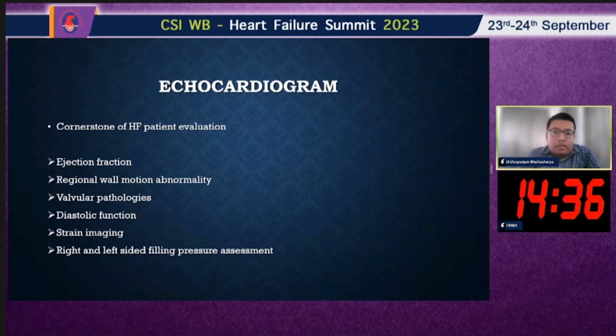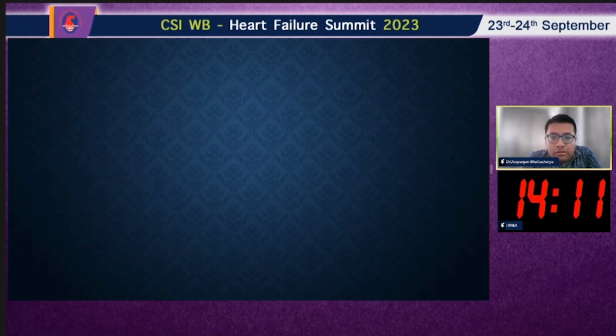So first comes our old friend, the echocardiogram. This is the cornerstone of heart failure patient evaluation, and it forms the first step. The information we can get is the ejection fraction, any valve function abnormality, valvular pathologies, diastolic function, strain imaging, and assessment of the right and left-sided filling pressures.